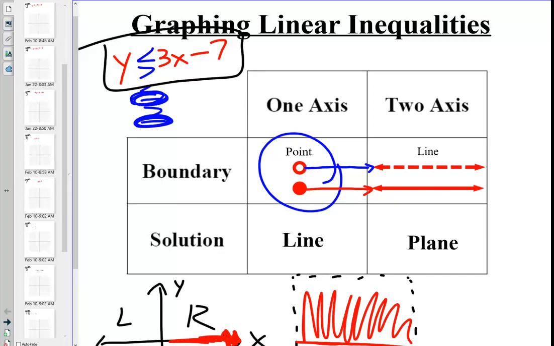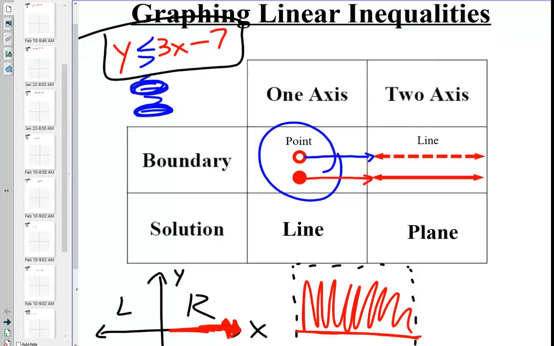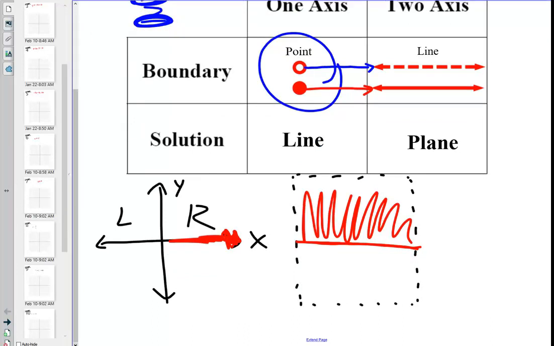What makes something be in slope intercept? Y is by itself. So what are these going to have in common before we graph? Y is going to be by itself. What direction does the y-axis go? Up and down. So now when it comes to shading, we're not going to ask you left and right. We're going to ask you up or down.